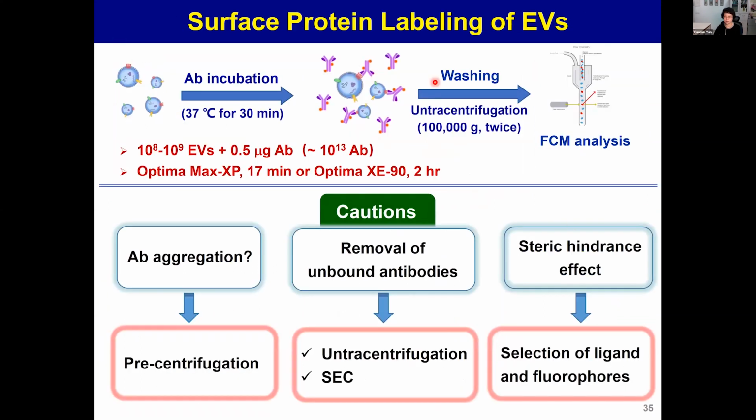Also for the surface protein labeling, we also need to be aware that before pipetting the antibody, we need to do a pre-centrifugation to avoid the potential aggregation of antibodies. And also it's highly recommended to remove the unbound antibody. It can be done by ultracentrifugation. And also we need to be aware about the steric hindrance effect when we select the ligand and the fluorophores.